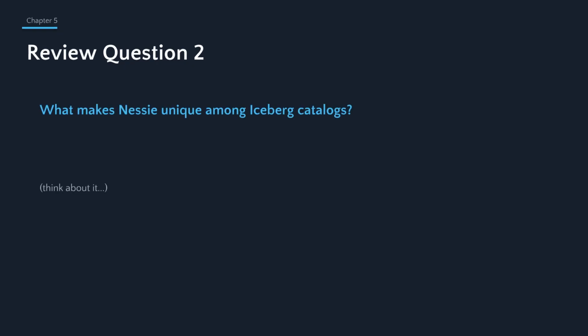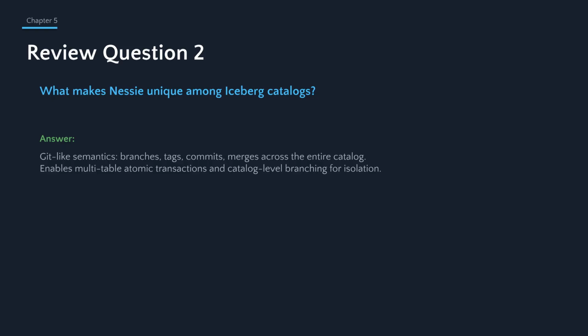Review question 2. What makes Nessie unique among Iceberg catalogs? Nessie provides Git-like semantics, branches, tags, commits, and merges across the entire catalog. This enables multi-table transactions, where changes to multiple tables commit atomically, catalog-level branching for environment isolation, and a full audit trail of every change. No other catalog provides cross-table atomic operations.